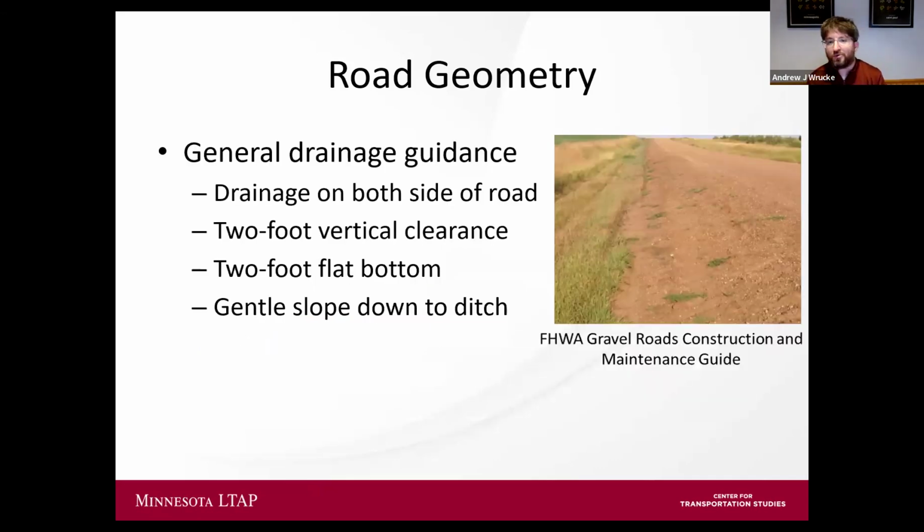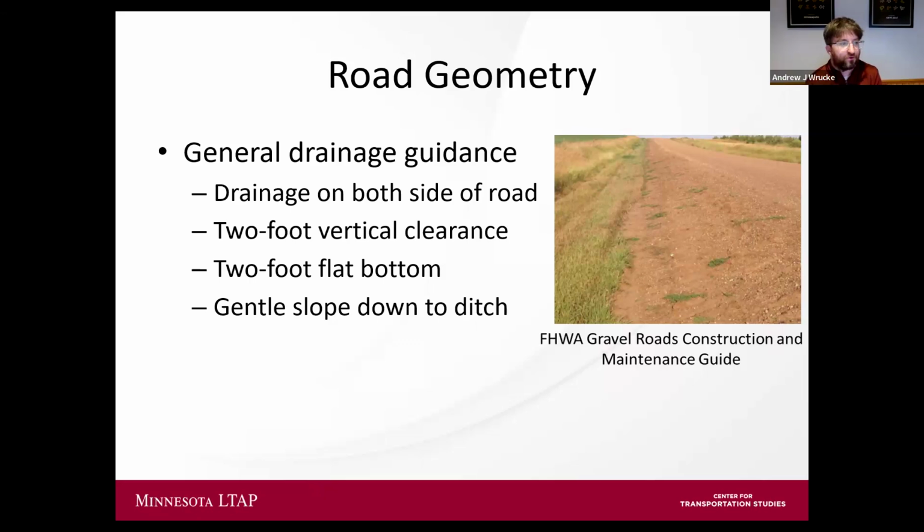So general road geometry and drainage guidance. You'll want to have a ditch on both sides of the road. That's not always possible. There's always right-of-way issues or grade issues. When I worked in North Dakota, I joked that we didn't have those issues because there's no landscape to really deal with. But if you do have the ability to have a drainage on both sides of the road where you have a crown draining to both directions, that is what you should be doing.